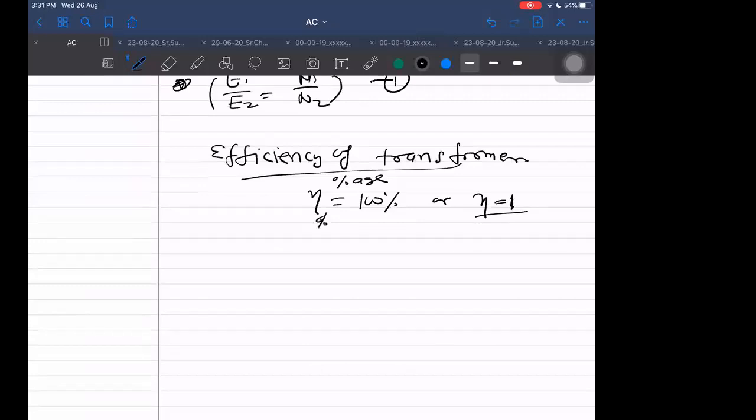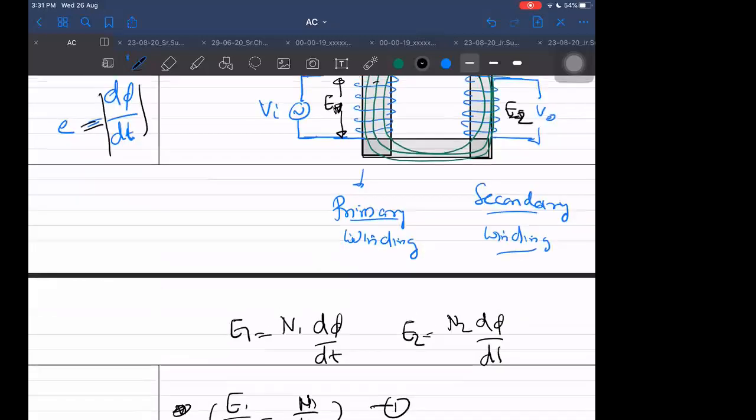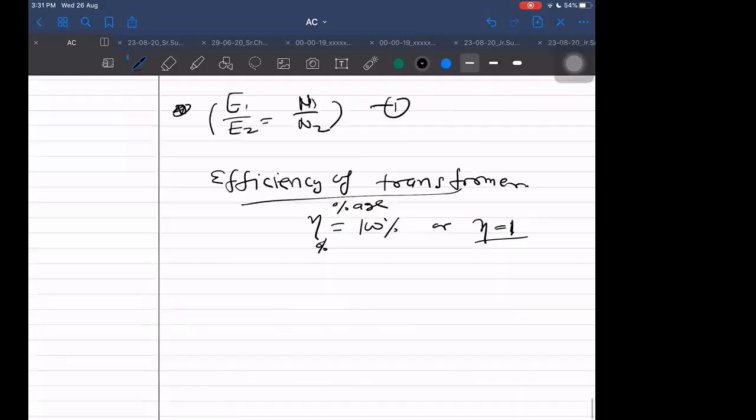Then power input will be equal to power output. But actually that never happens. There are so many losses inside. I will tell you what those losses are, but right now assume there are no losses. Flux leakage is not the only loss. In fact, that loss will be, I think, less as compared to some other losses.